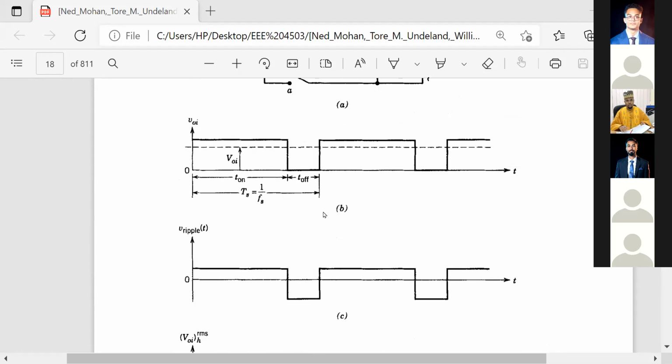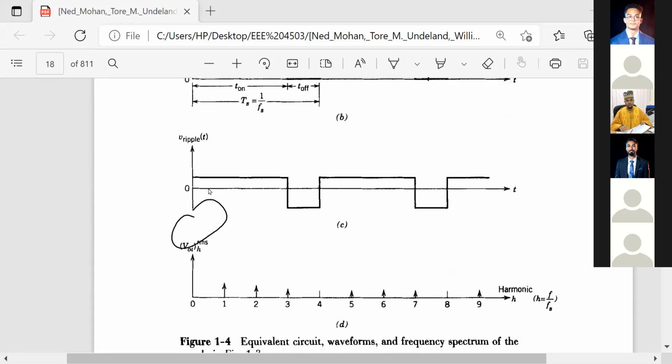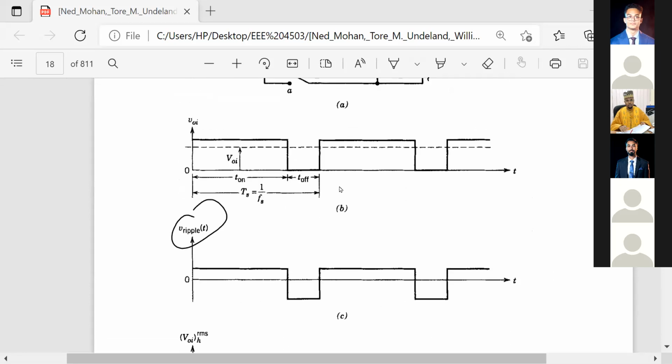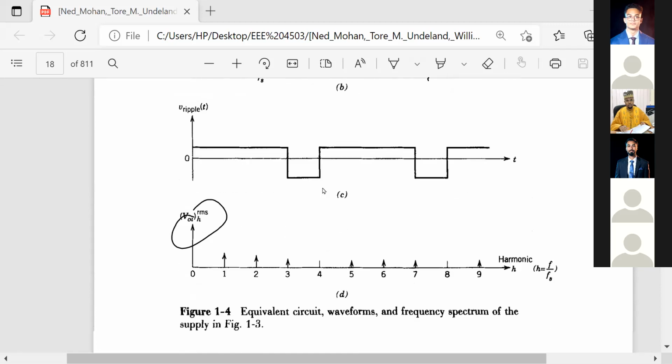Finally, the ripple, what is there? That ripple has been shown here. If you now take the harmonic analysis, you will see that you will get the first harmonic, second harmonic, third harmonic, fourth harmonic will not be there, then fifth harmonic, seventh, because if you do the Fourier series analysis of this one, you will get this kind of thing.